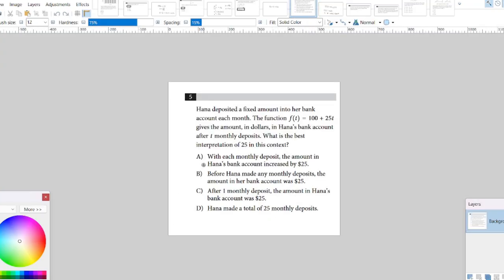So that is choice A, right? With each monthly deposit, the amount in Hannah's bank account is increased by $25. So the choice here is A. Okay. Now, this is one of the questions where you do have to theoretically read each of the choices and determine if one choice is a better choice over the other. So for that reason, we're going to check some of the other choices.